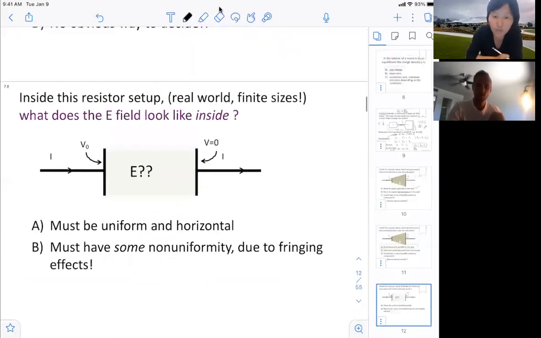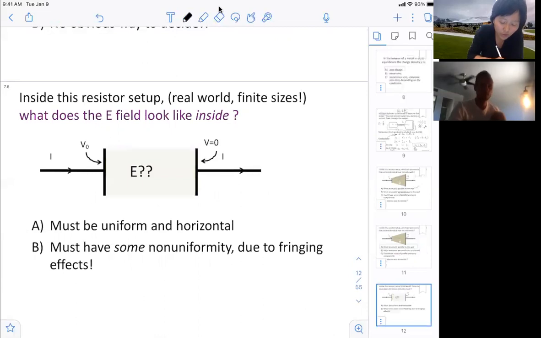this next question might be very simple. Let's give you a more regular shaped resistor. So a regular shaped resistor, just a square, nothing weird. So in this case, what does E look like inside?